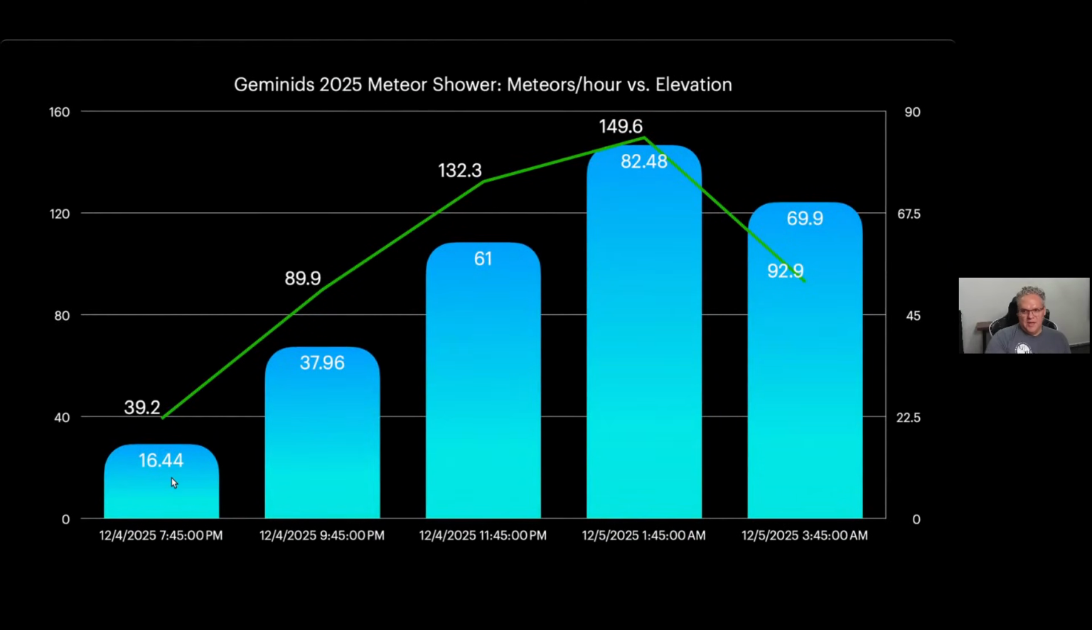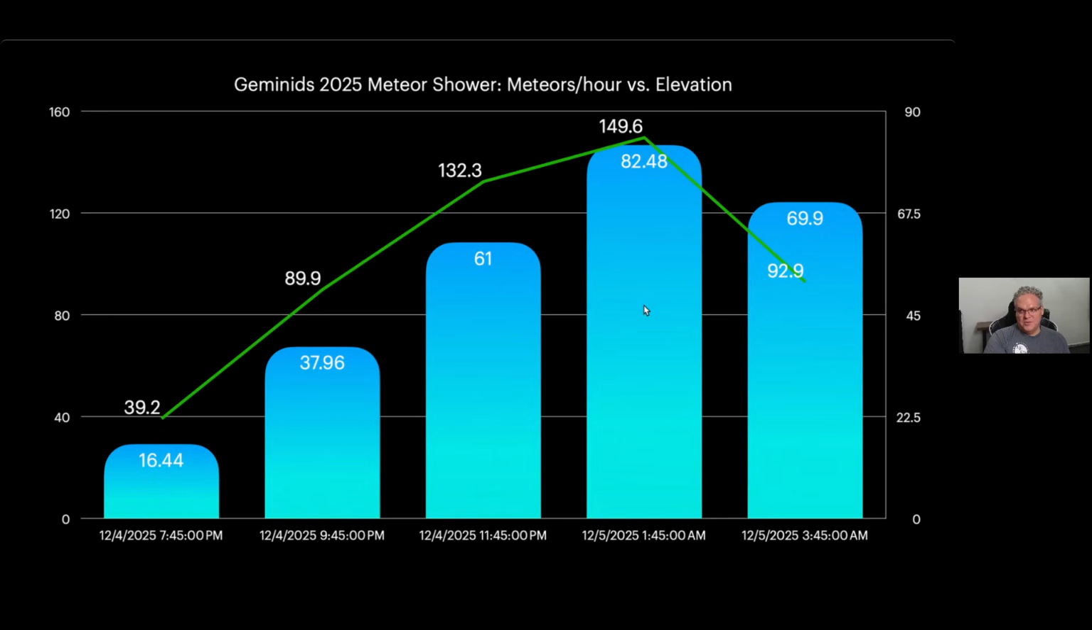So now you could see that the hour versus the elevation is there. At 7:45, it's low. It's 16.44 degrees off the horizon, but it's 39.2 meteors per hour. And then the higher it gets, 2 hours later, it's almost 40 degrees off the horizon. It's almost 90 meteors per hour. And then at 11:45, it's 61 degrees off the horizon, and it's getting higher in the sky, and you're at 132 meteors per hour.